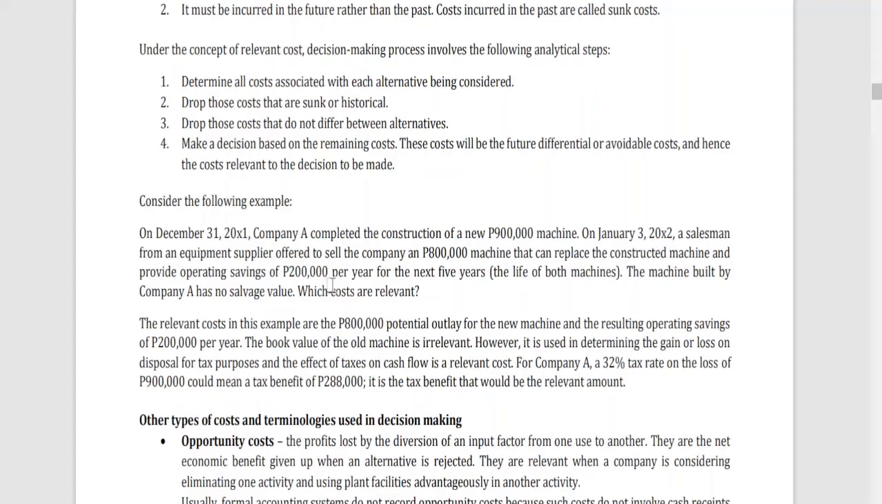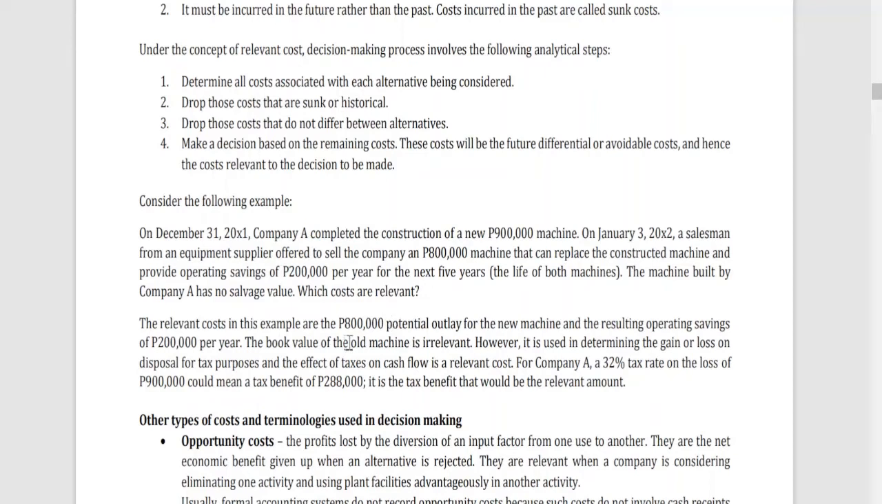So if you imagine the 200,000 a year times 5 years, that would be 1,000,000 savings, right? But of course, you have to consider the time value of money. So dili gyud na siya 1,000,000 good. The machine built by Company A has no salvage value. So which costs are considered relevant here?